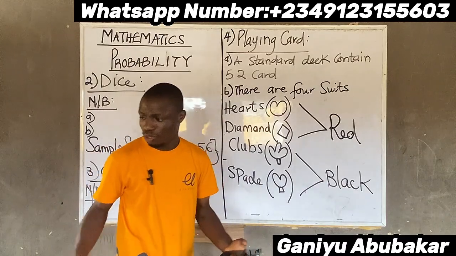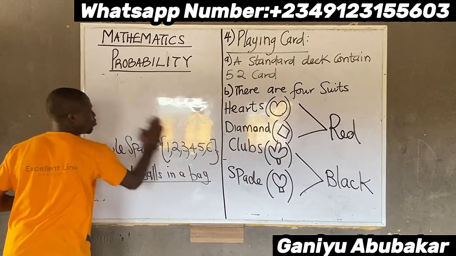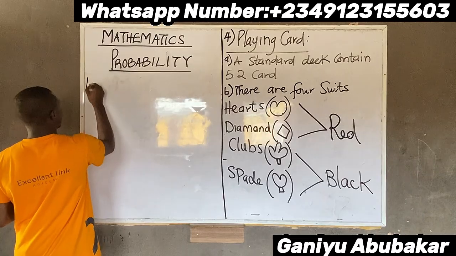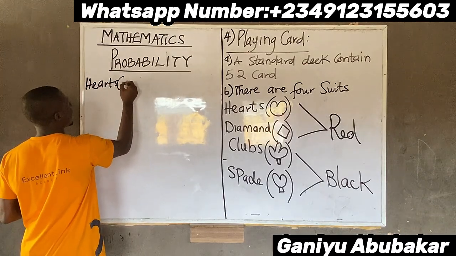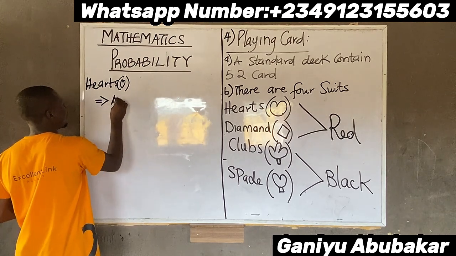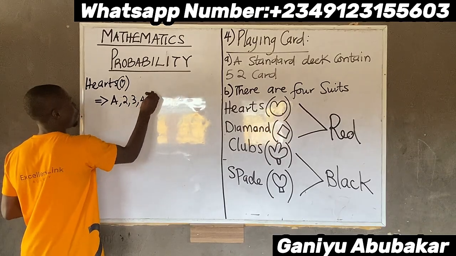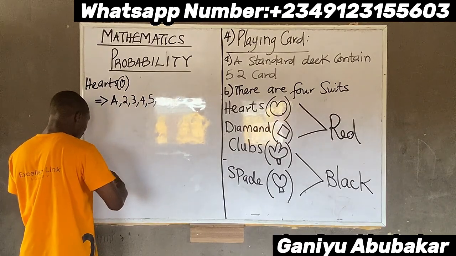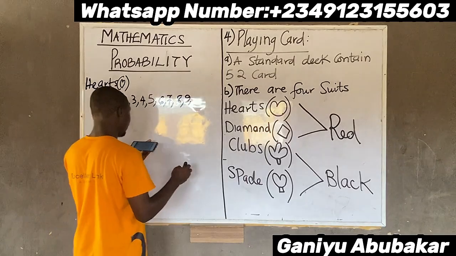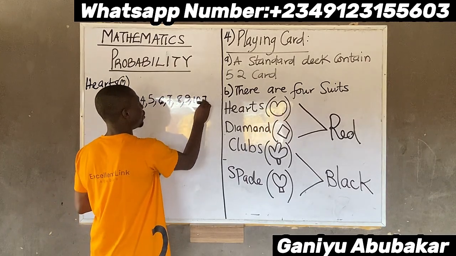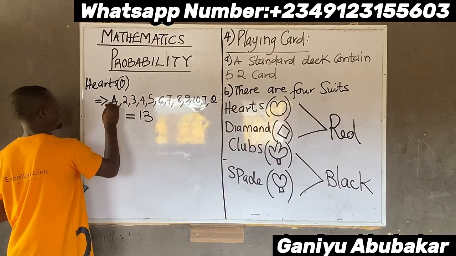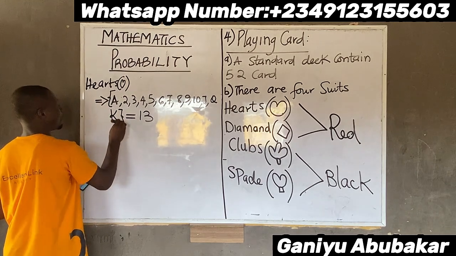So this is what I want you to note in the study of cards. And don't forget something else to note. Each of the suits you are seeing here, let's say for heart, for instance, heart contains A, 2, 3, 4, 5, 6, 7, 8, 9, 10, J, Q, and K. And if we count them all, they are 13 in number.